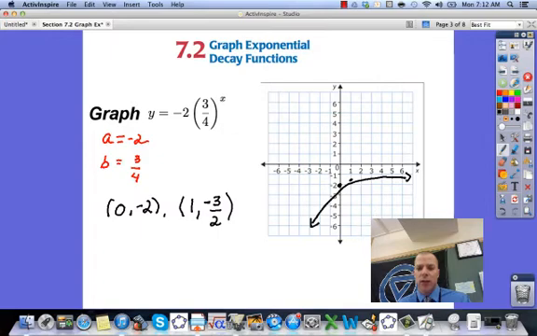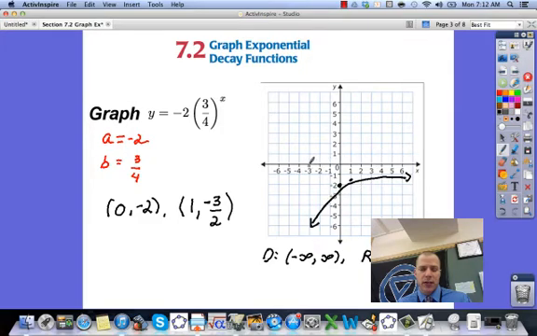Okay, now the domain is still all real numbers. Your domain, and they didn't ask us to do this, but it's always nice to just write it. Our domain is all real numbers. Our range switches. It's not y is greater than 0. The range is from 0 to -infinity. Okay, that's how we graph that type of problem.